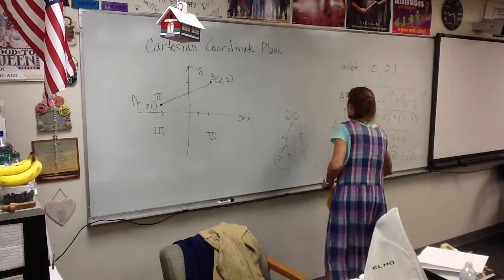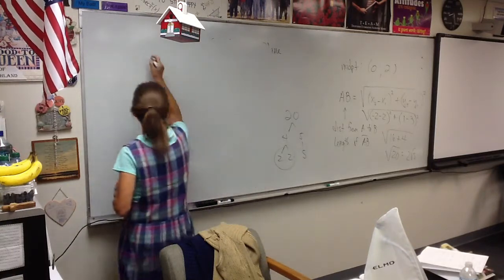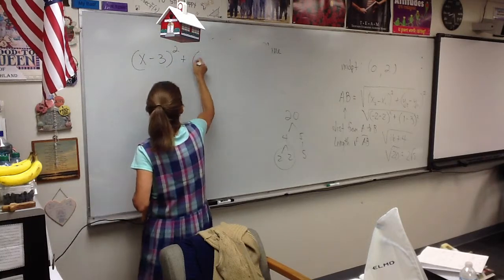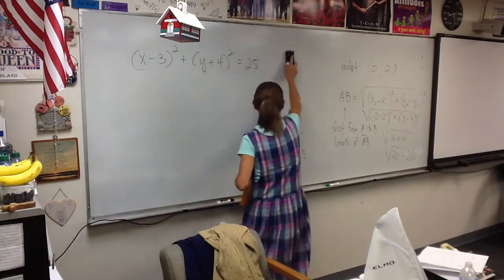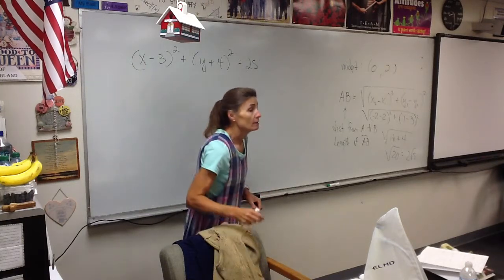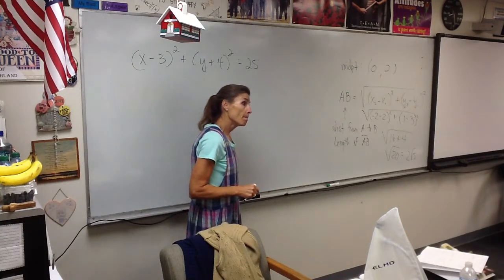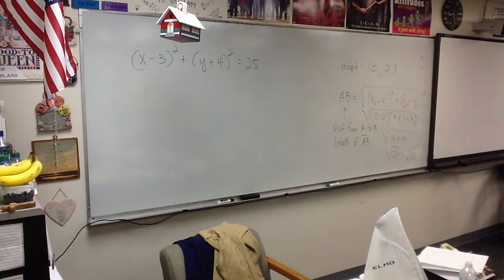Let's suppose I gave you an equation that looked like this. Would you have any idea, could you remember what that equation is? It is a circle. Very good. That's the equation of a circle. What do we want to know about circles? We always want to know the center and the radius, right? That's all there is really to know about a circle.